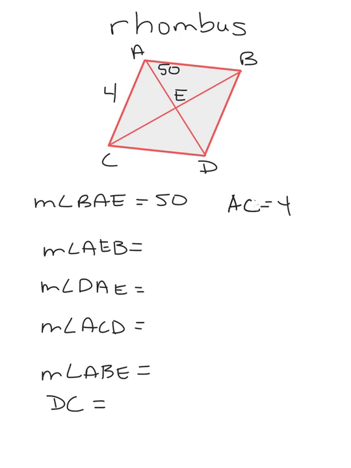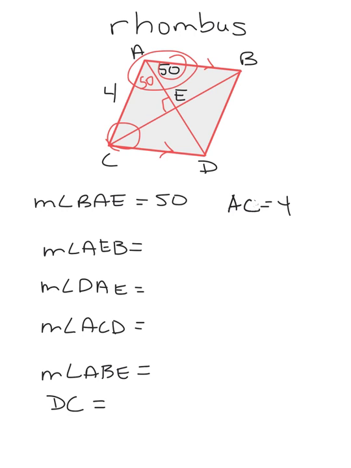Now we know that the diagonals meet at a 90-degree angle, so that means all four of these angles in the center are 90. We also know that the diagonals bisect angles. So if this is 50 here, we know that this angle is 50 as well. Now because we have a parallelogram, again opposite sides are parallel, so same side interior angles are going to be supplementary, so we know this angle right here is supplementary to this angle right there.